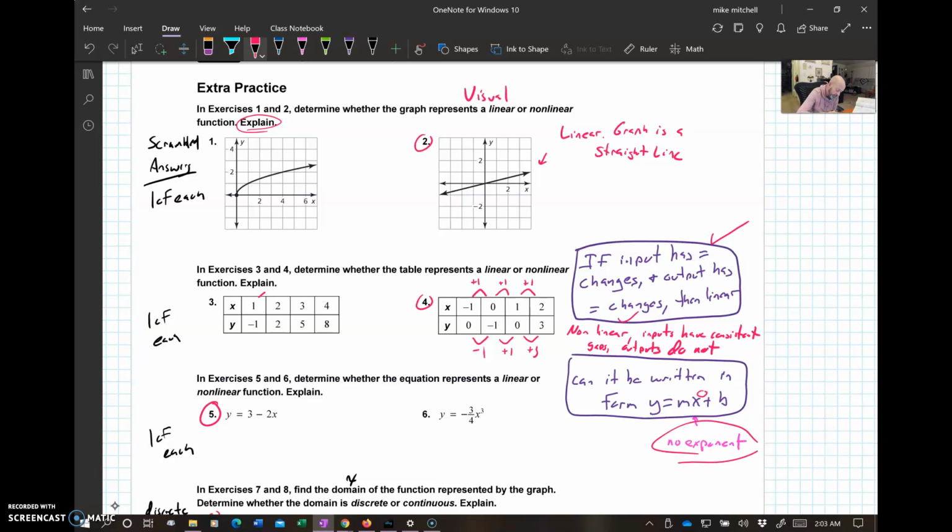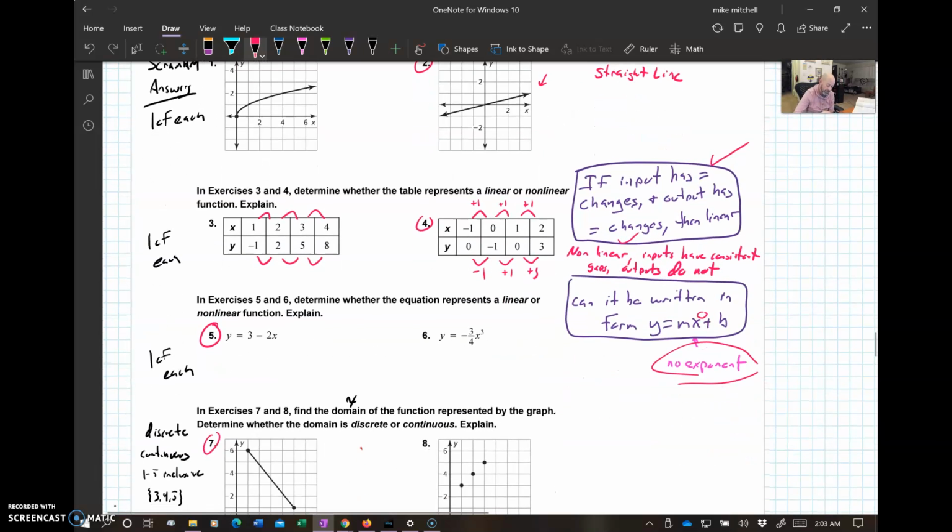Then do the same thing over here. Look at the gaps. These gaps are the same up here. If these are all the same down here, you've got yourself a linear function. This means there's one of each in the problem for the answer key.